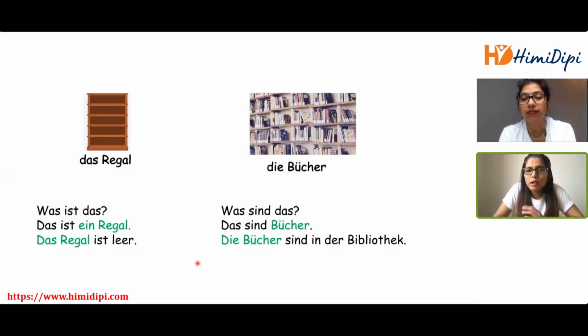Right. So here, maybe just a small piece of information. This das is not the article das for neutral objects. This is just a word demonstrating or referring to the thing we are talking about. Demonstrative Pronomen, das, but not the article.